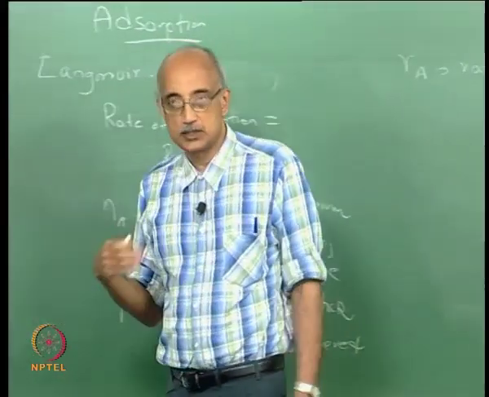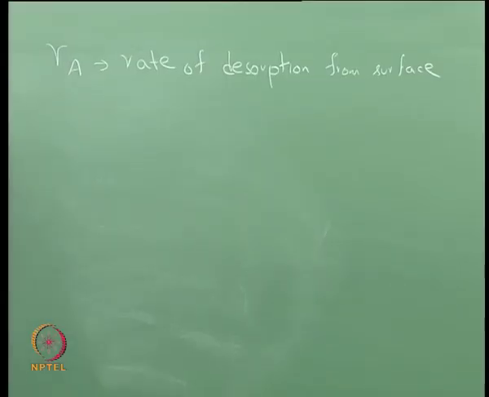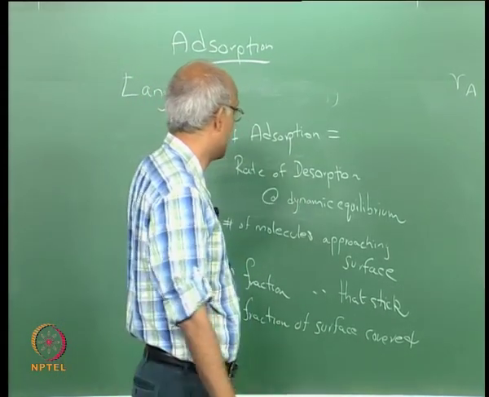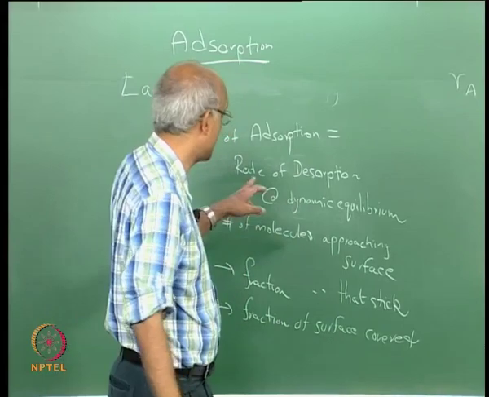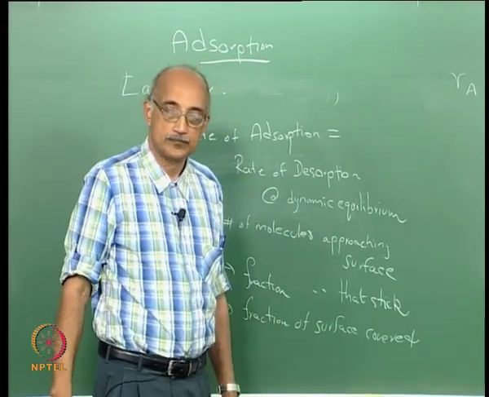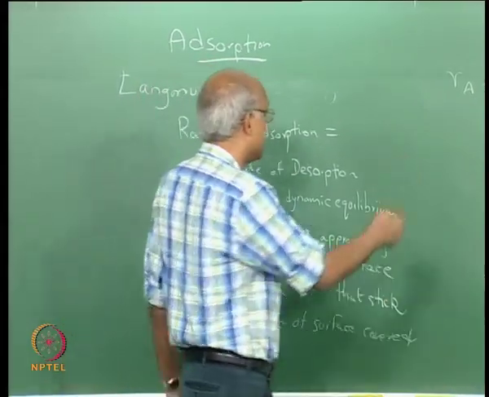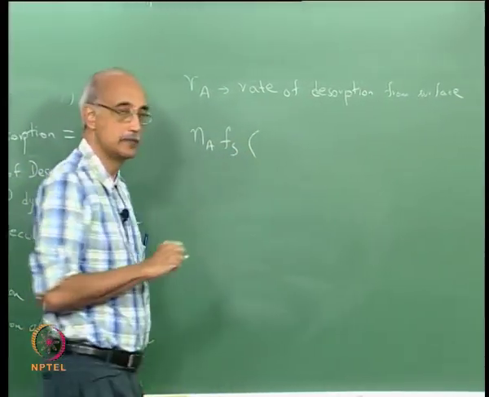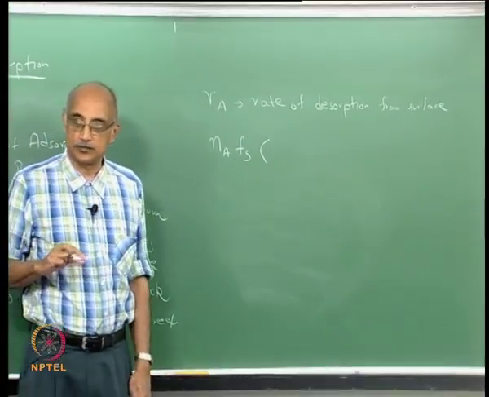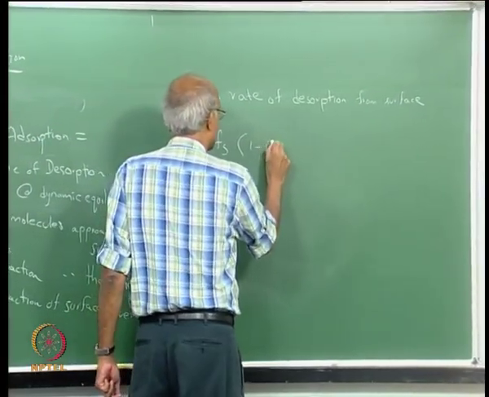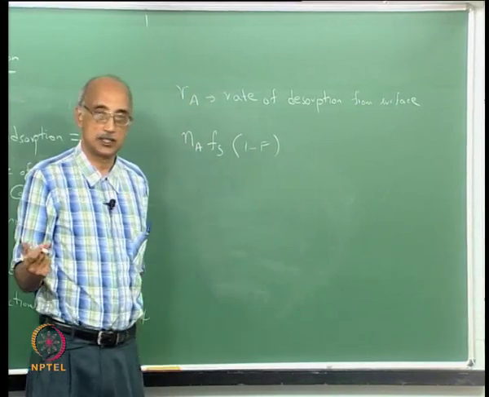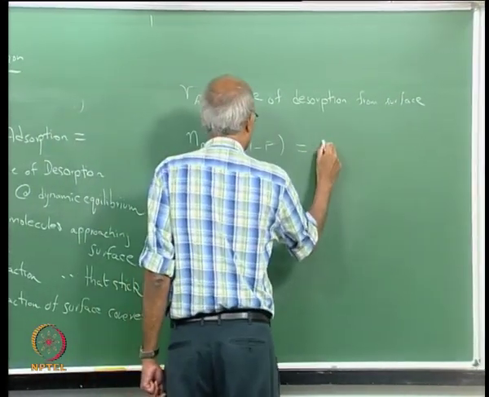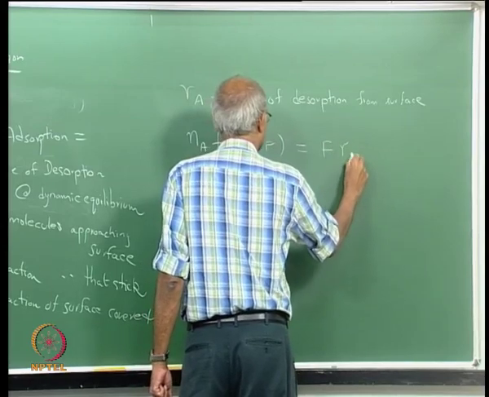So given these parameters, now how do you define this equation here? How do you equate the rate of adsorption to rate of desorption? Well, rate of adsorption is going to be equal to Na multiplied by Fs multiplied by 1 minus F, because 1 minus F is the fraction of the surface that is available for further adsorption, and this has to be equated to F times RA.